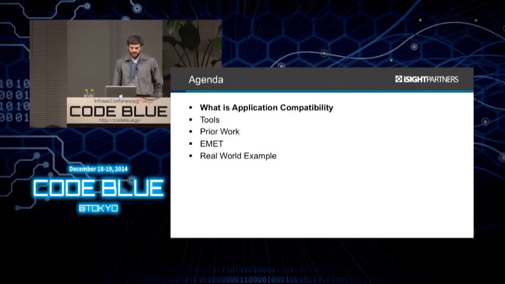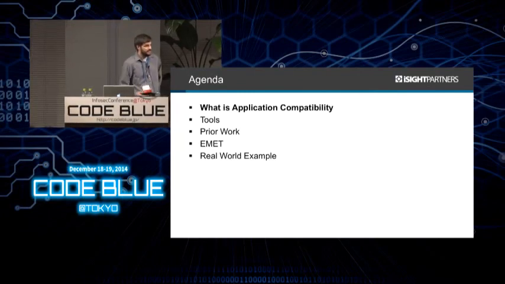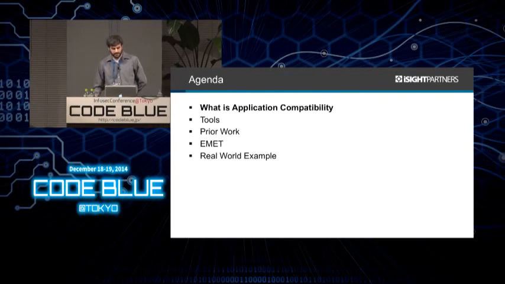Today, we are going to be talking about application compatibility. I'm going to define that, and I'm going to discuss some tools that you can use to analyze and create your own. I'll talk about different prior works out there, and talk about Microsoft's EMIT and go over some real-world examples where malware is using these techniques today.